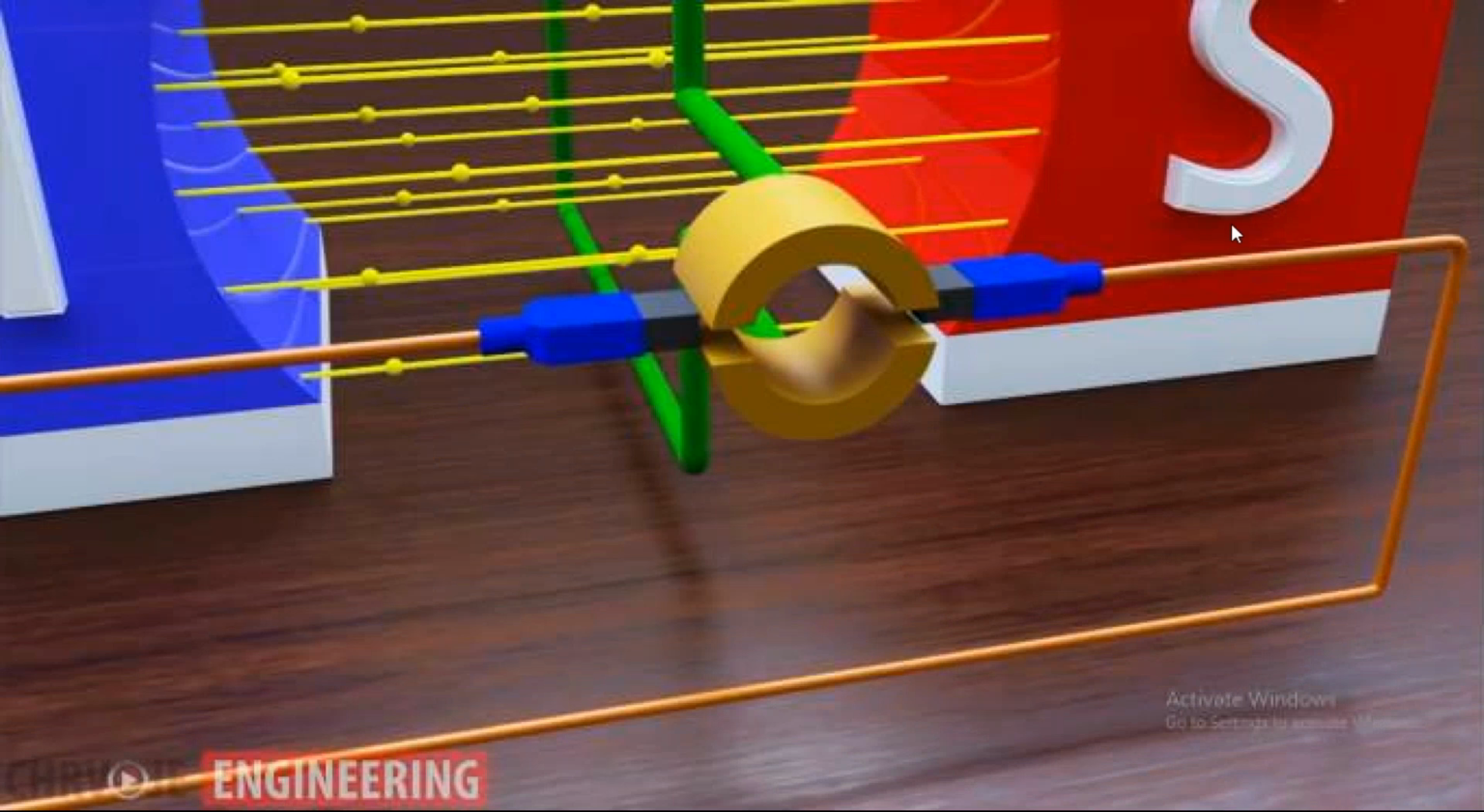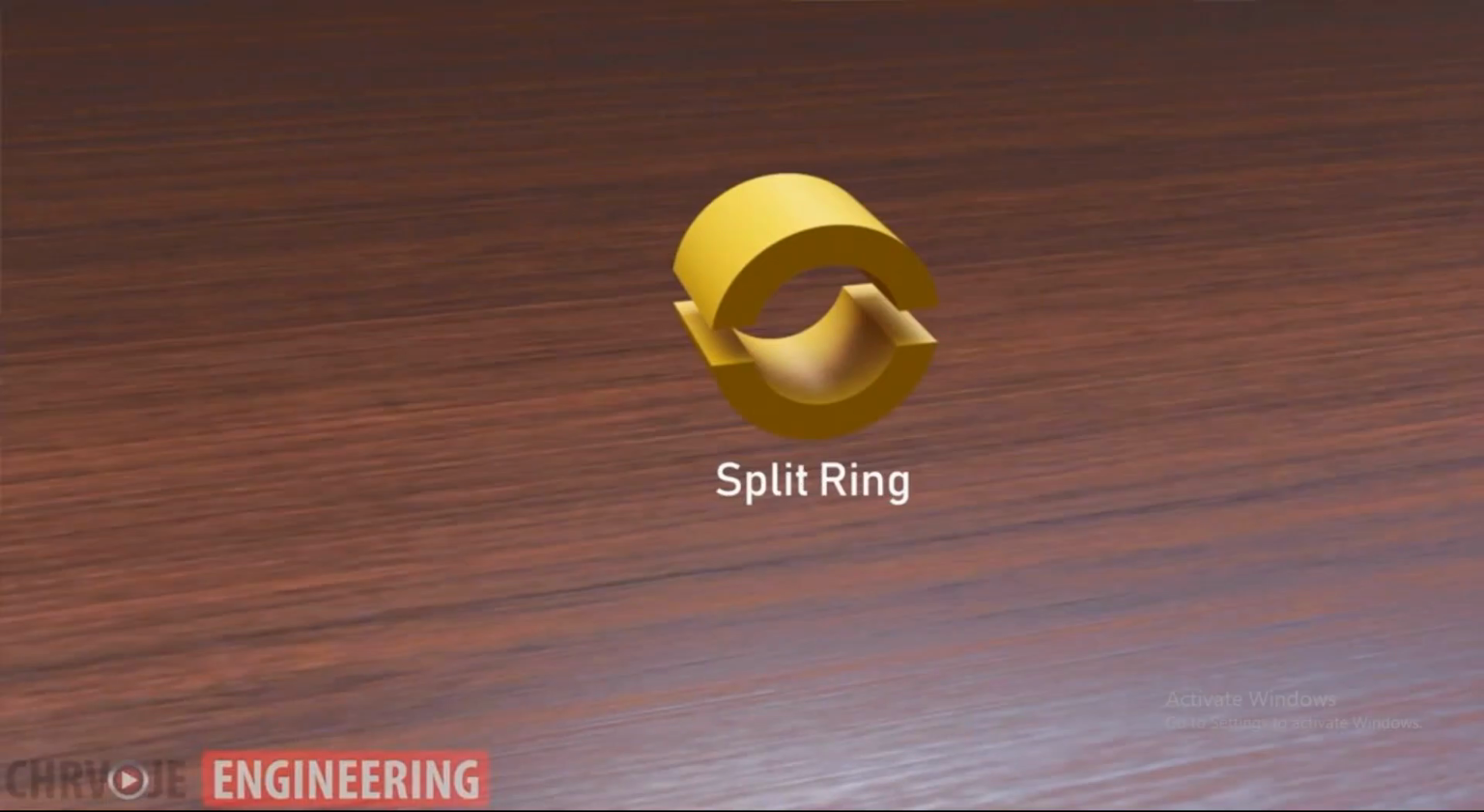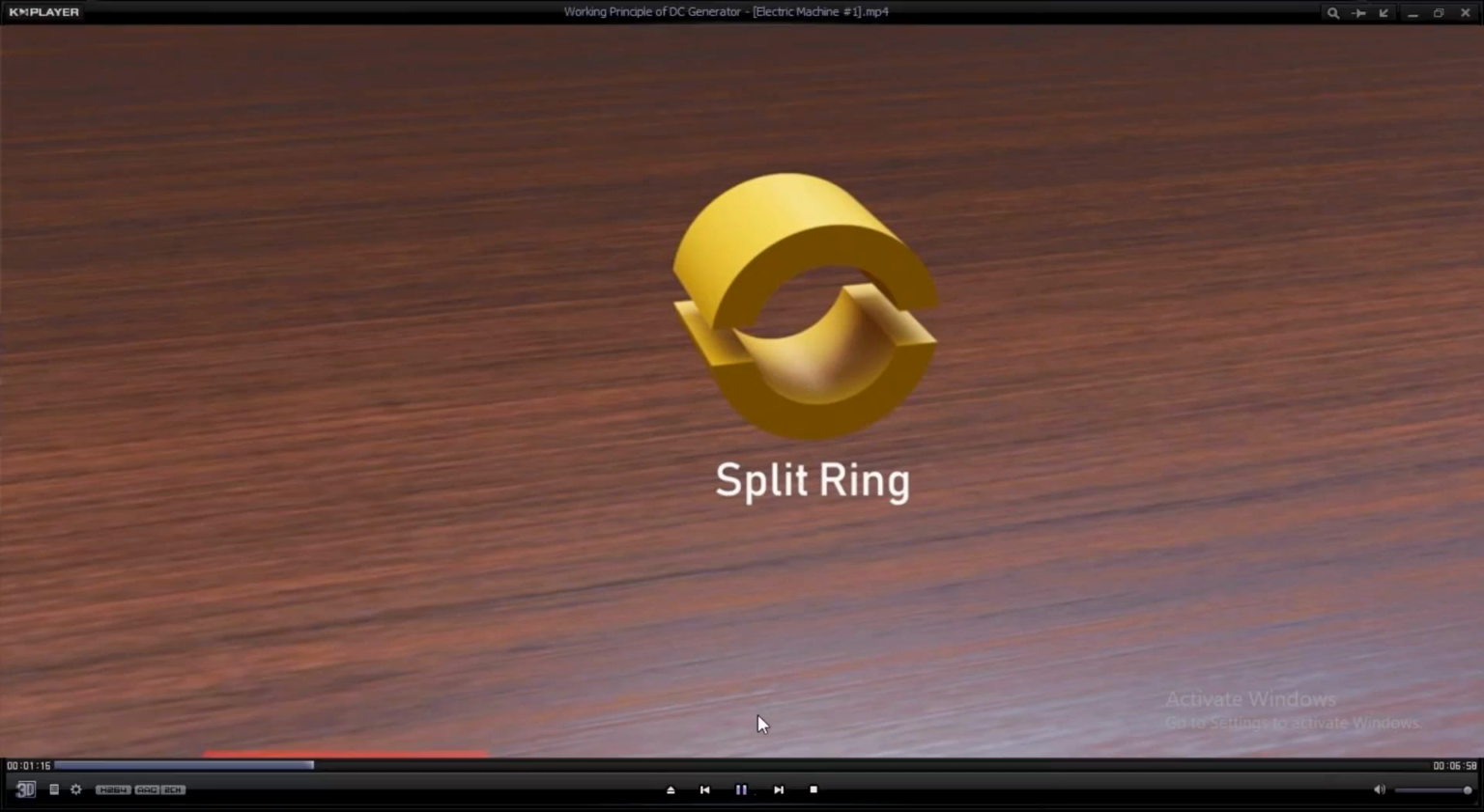For reversing the polarity of the current, a ring is used. It's made of copper. The ring is divided through the middle into two parts. Here the split ring is acting as a commutator. So let me see how the split ring will act as a commutator. You will get an idea in this video.